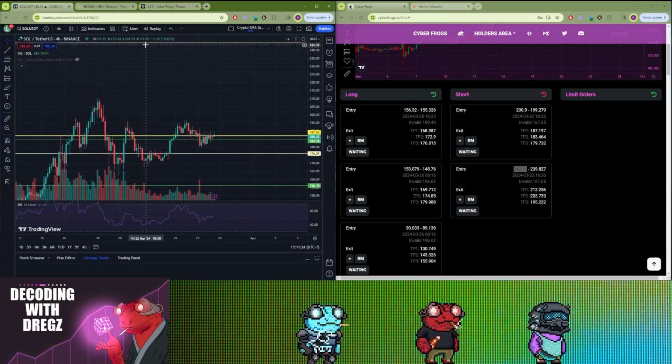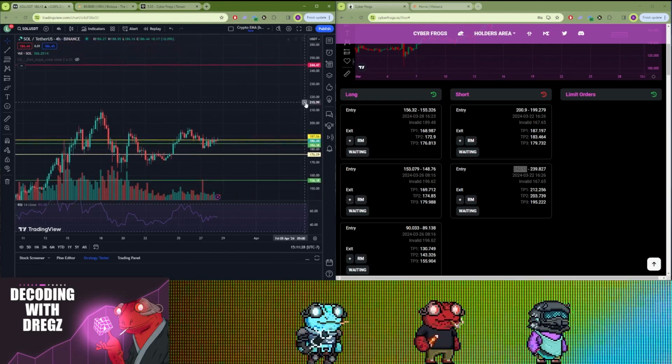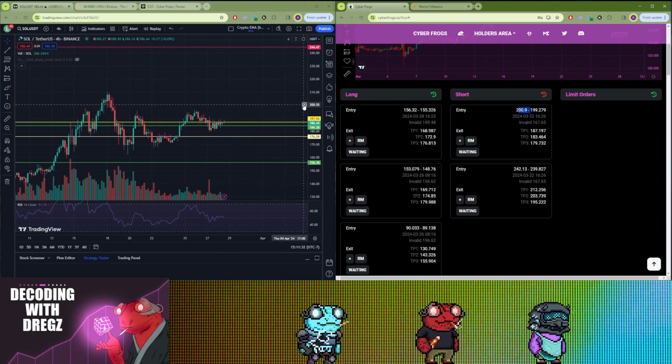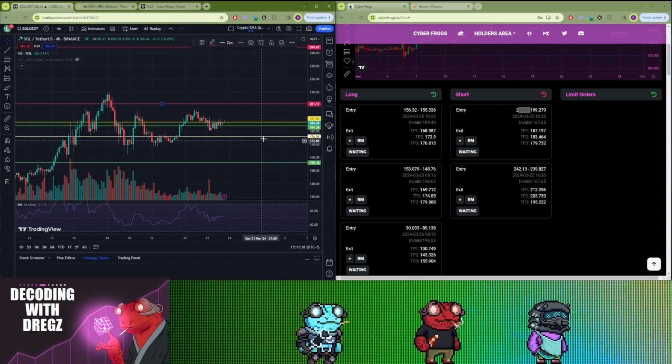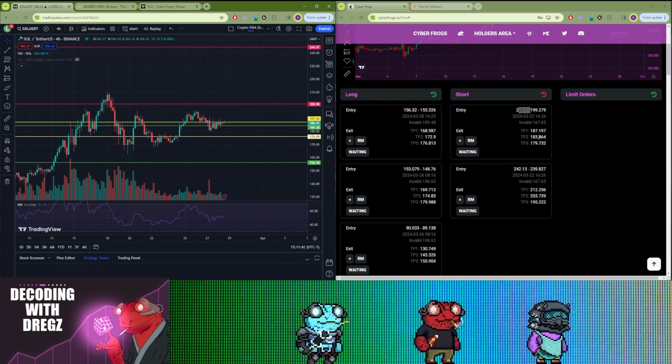It's got one up there. We'll just do a little red for the short. And then probably more realistic and more likely to happen on a shorter time frame would be kind of an upper zone there too, like 290. And it kind of bounces down.